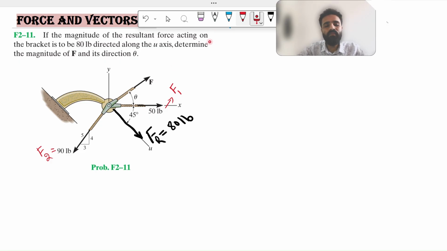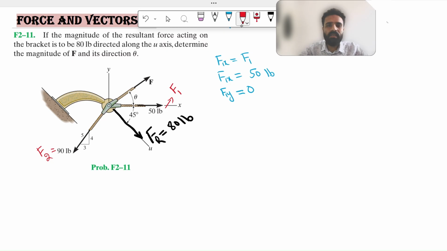So F1x will be directly equal to F1. The F1 value is 50 pound. So this is the x component of the F1 force. How about the y component? F1y will be equal to 0 because it is directly acting along the x-axis. So there is no y component for the F1 force.